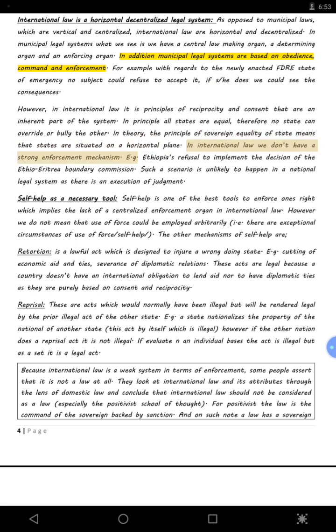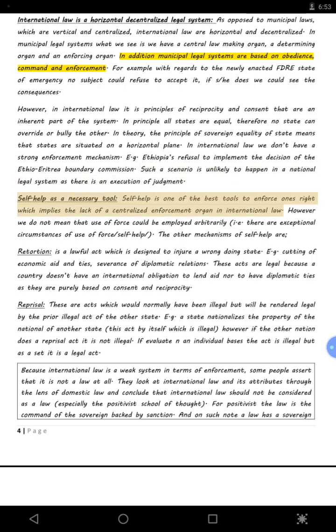In international law, we don't have a strong enforcement mechanism. E.g., Ethiopia's refusal to implement the decision of the Ethio-Eritrea Boundary Commission. Such a scenario is unlikely to happen in a national legal system, as there is an execution of judgment.